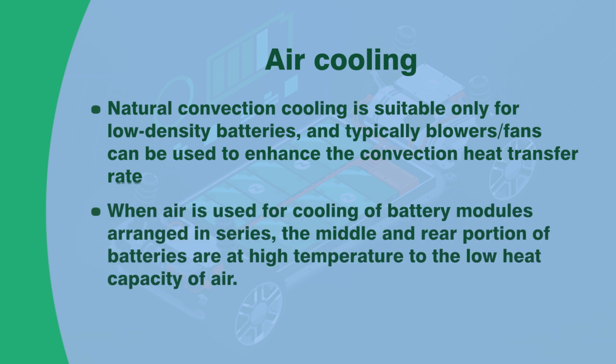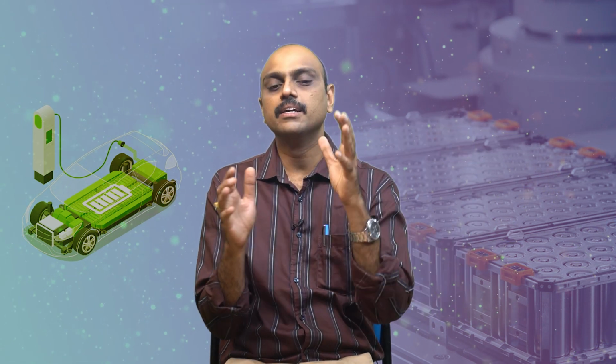When air is used for cooling of the battery modules which are arranged in either series or parallel, the middle and rear portions of the batteries are at high temperature because of low heat capacity of air. So, in a battery pack containing a series of batteries, the middle and back portion of the batteries will have higher temperature compared to the front portion, because when air hits, it initially hits the front part and flows only through the middle and rear parts.